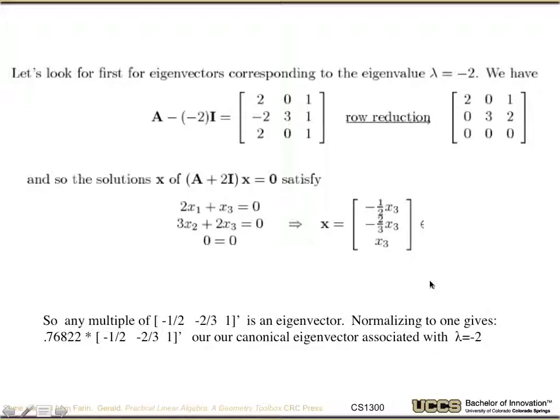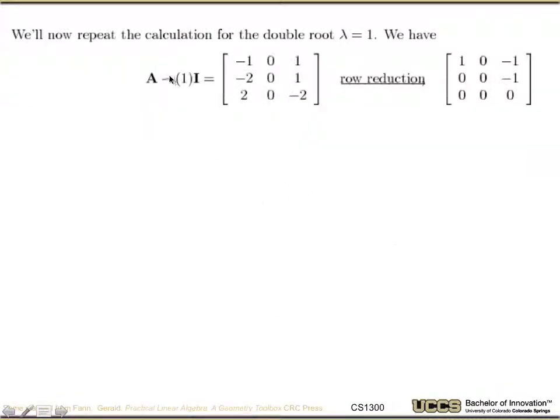Now for lambda equals 1, we do something similar. This is a double root, but that doesn't matter. We still go ahead and solve it. We're just going to get 2 answers out of it. So we subtract down our diagonal. This one's a little bit more complicated to go through your Gaussian elimination.